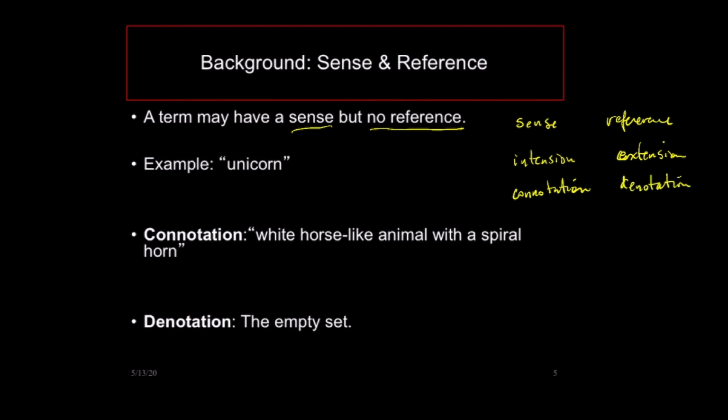And we try to keep these pairings consistent when we talk about language. So that's why I said a term may have a sense but no reference, because we usually group those two terms together. Okay? So the example of a term that has sense but no reference is the term unicorn, because the sense of that term, or its connotation or intention, is maybe something like this: a white horse-like animal with a spiral horn. And its denotation, or its extension, or its reference, is the empty set.